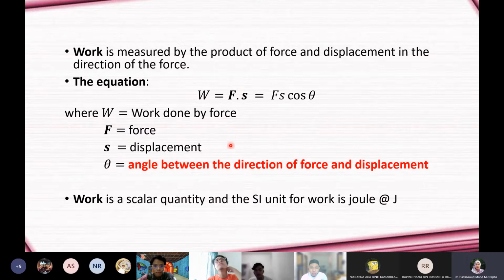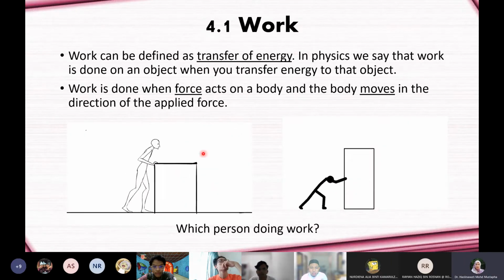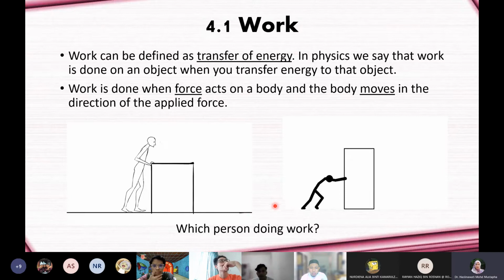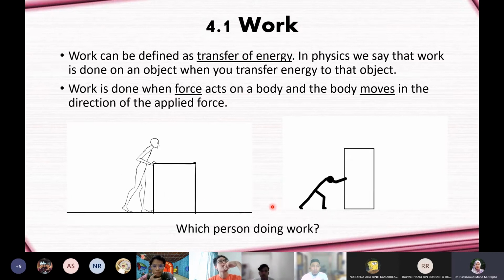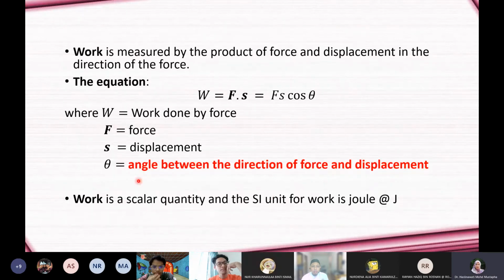Pergerakan body tersebut lah. Kalau macam ni, so displacement dia adalah ke arah kanan. Theta. Sudut ni sudut apa? Dia adalah sudut di antara arah force dan juga displacement. Jadi theta di sini adalah merujuk kepada angle between F and S.